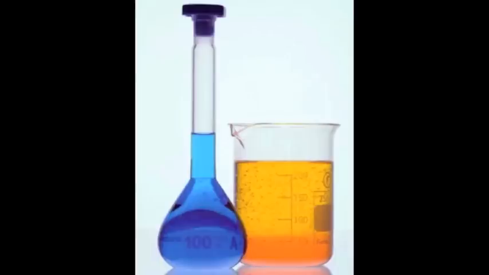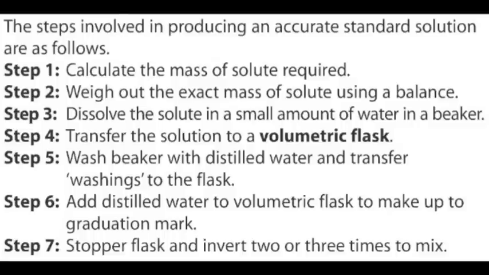Step 5. Wash the beaker with distilled water and transfer washings into the flask. Step 6. Add distilled water to the volumetric flask to make up to the graduation mark. Step 7. Stopper the flask and invert 2 or 3 times to mix.